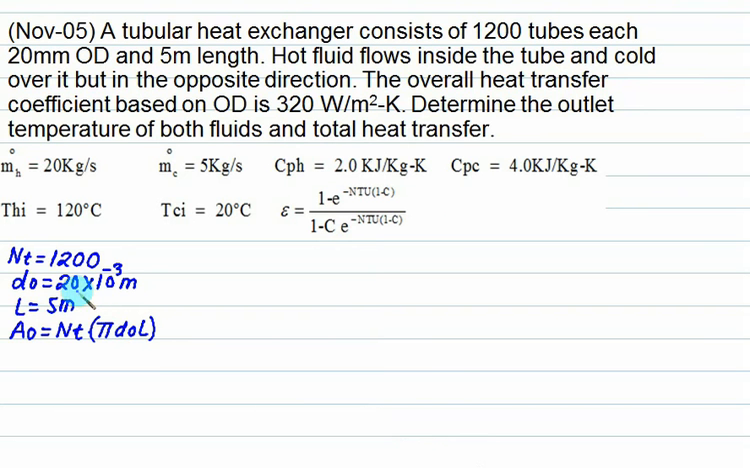Substitute for D0 equals to this value and L equal to this and NT equals to 1200. So the surface area comes out to 7 meter square.